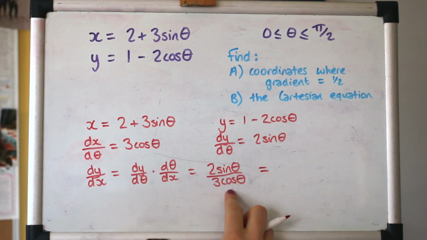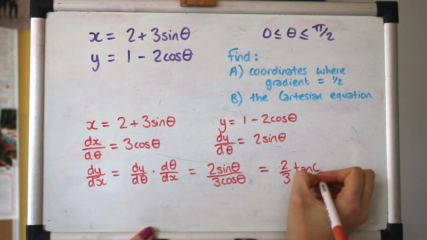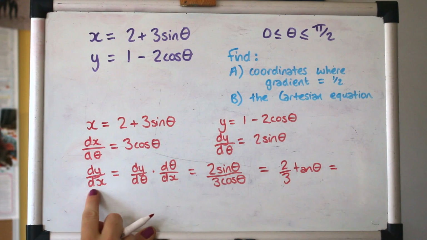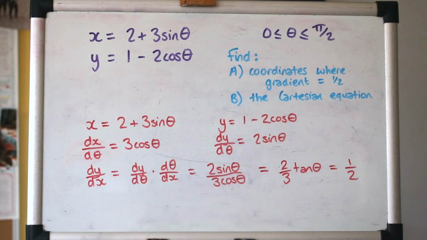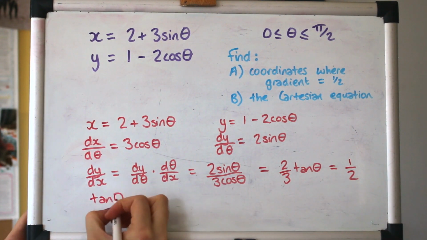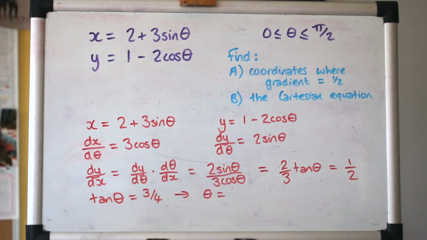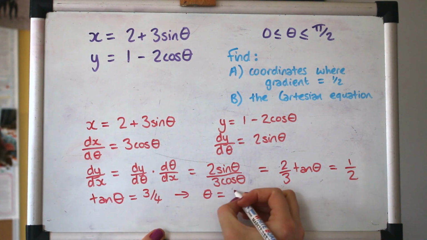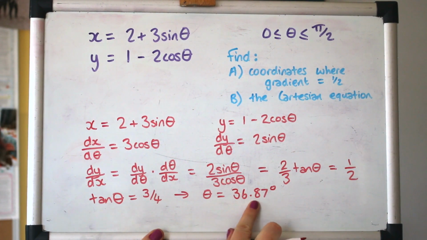Okay, and sine divided by cos is, as you know, tan. I'm going to rewrite that as tan. And we want to find where all of this, the gradient, is a half. So I can set that equal to a half and then solve it. So I've got tan theta is 3/4, and using the inverse tan of 3/4 on the calculator, I get that theta is 36.87 degrees. And literally, as I wrote that, I realised we're in radians.